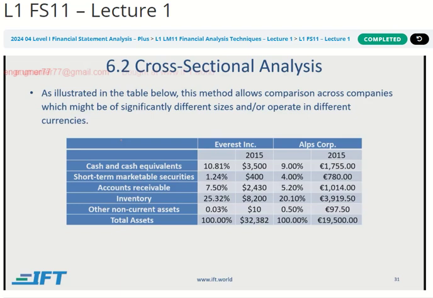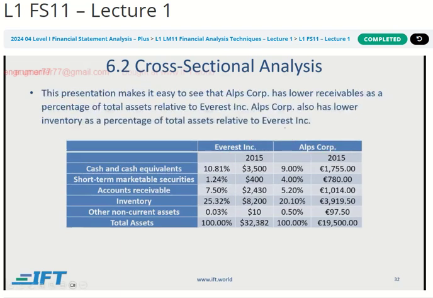So let's have a look over here. We are comparing Everest with Alps. And what should we compare? Let's say we are talking about receivables. So accounts receivable is 5.2% for Alps, whereas it's 7.5% for Everest. So that's alarming, right? Because Alps has a lower one than Everest. But then what I would do is probably say, okay, what's the industry average, right? And if the industry average is, let's say, somewhere around 5%, then I would be worried about this 7.5.